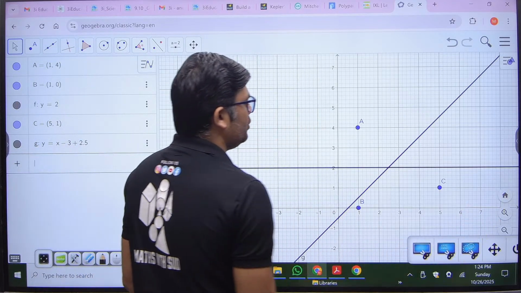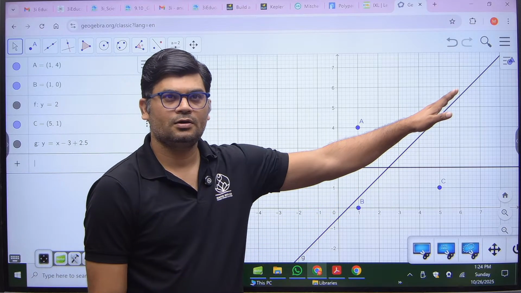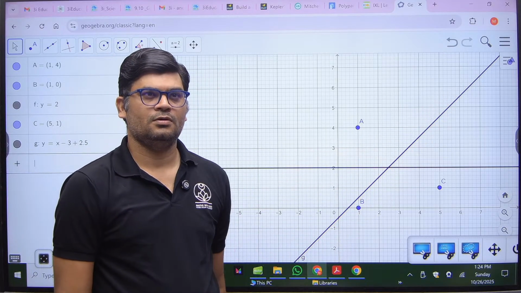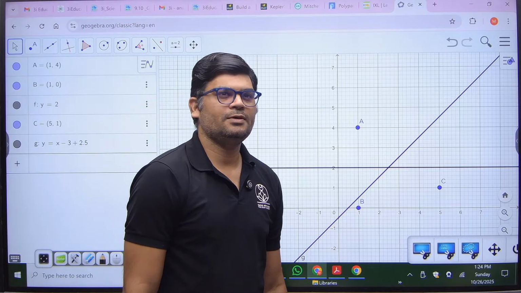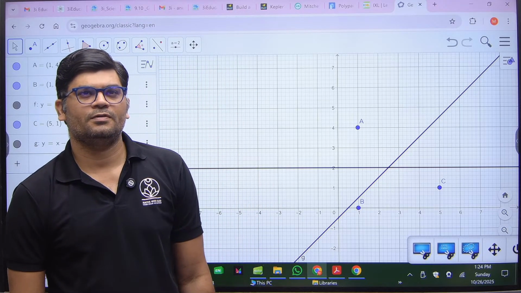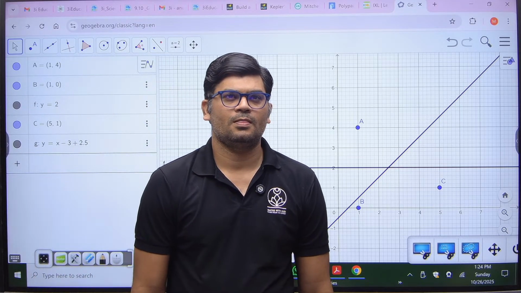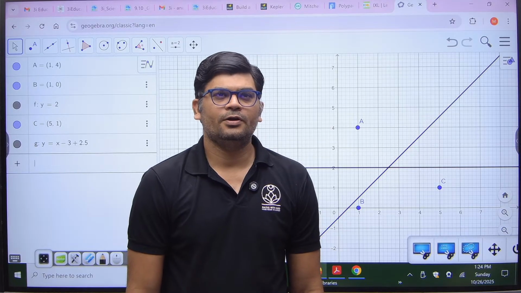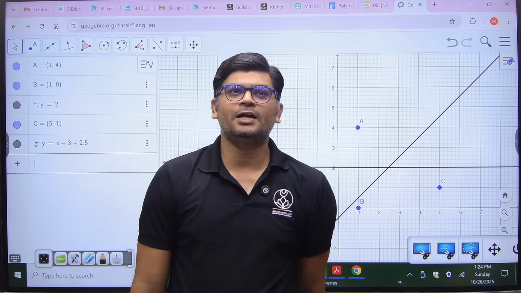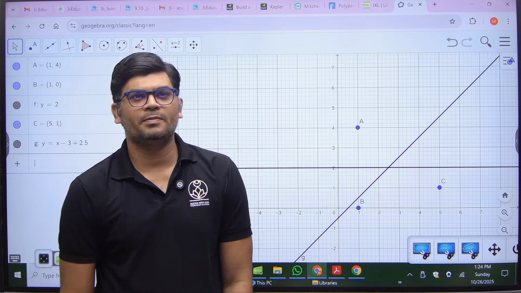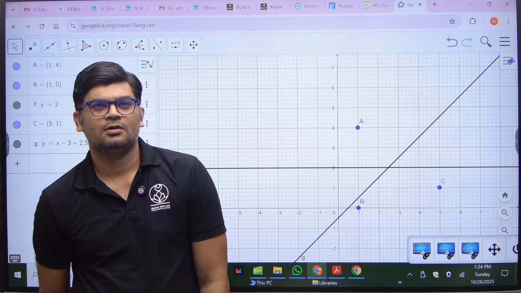Can you see the equation of this line? Y is equal to 1 times x minus 3 plus 2.5. Are you getting it? See, we ensure that it is passing through, it is the perpendicular bisector. Can you see that? Yes.